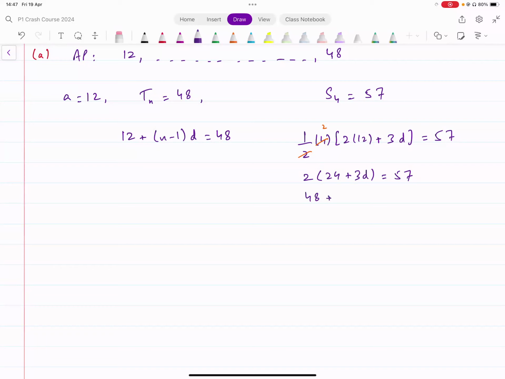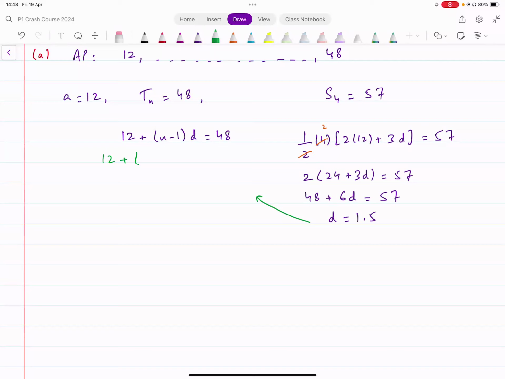That gives you 48 plus 60 equals 57. And then d equals 9 over 6, which is 1.5. We've got the value of the difference. Put that back here. Thank you for pointing that out, by the way. Otherwise, we would have spent some time figuring out what the error was.